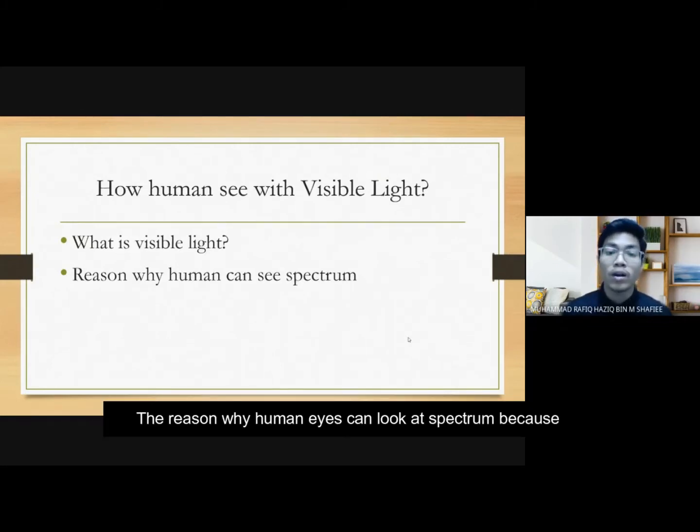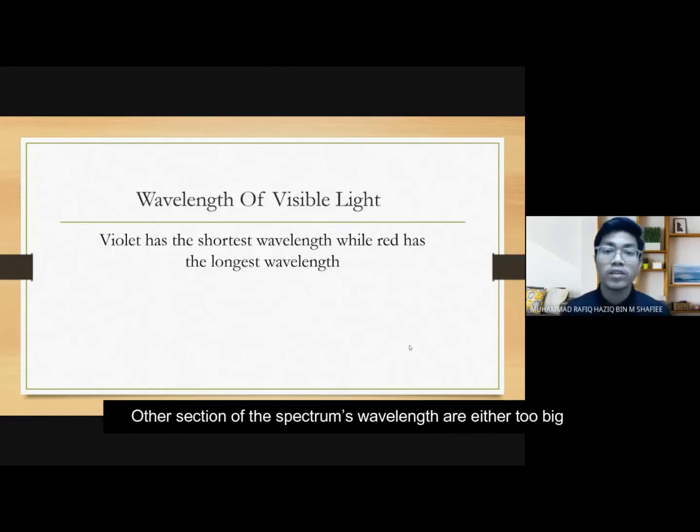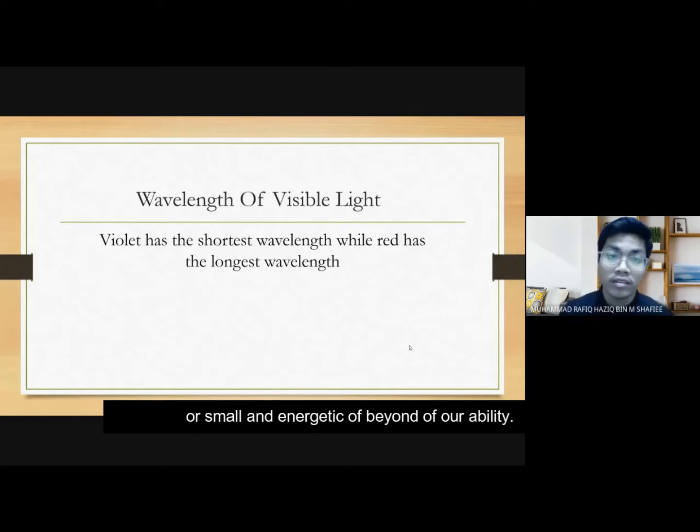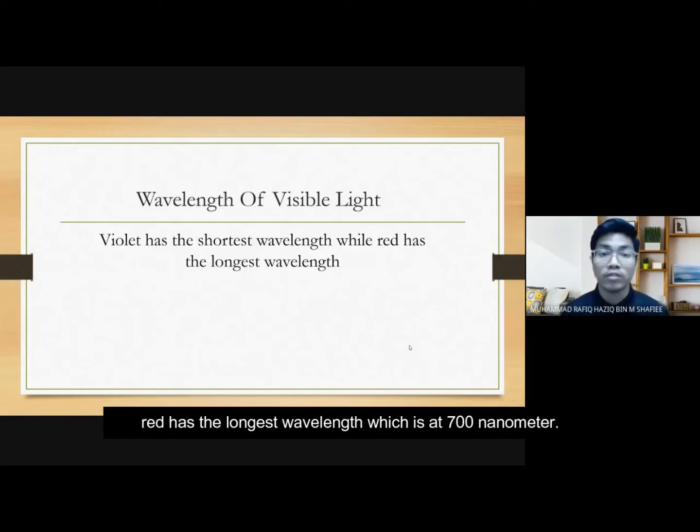The reason why human eyes can see the spectrum is because of the specific wavelengths detected at the retina in our eyes. Other sections of the spectrum have wavelengths that are either too big or too small, and too energetic, beyond our ability. Violet has the shortest wavelength, which is around 380 nanometers, while red has the longest wavelength, which is at 700 nanometers.